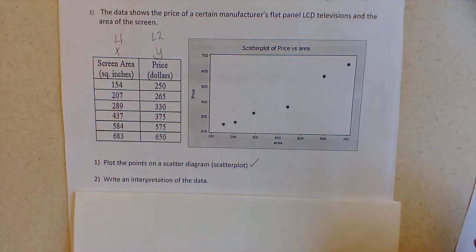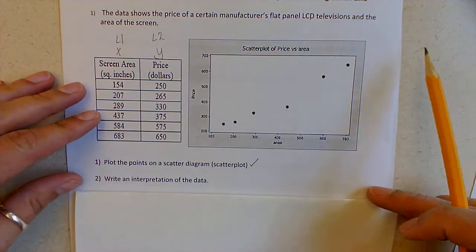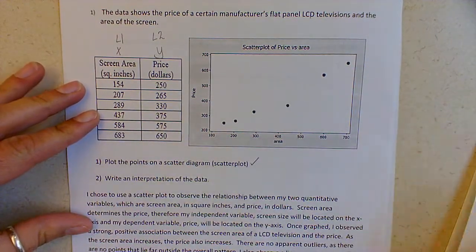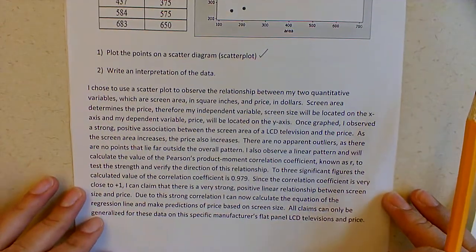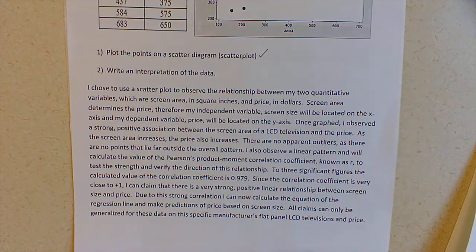And so I have actually written the interpretation here for you, and I'm going to review it with you as if I would be grading it. So this is what I'm looking for in your write-up. So I will read it to you, and then we're going to go back to make sure those elements are in there. We're going to check them off as we see them.